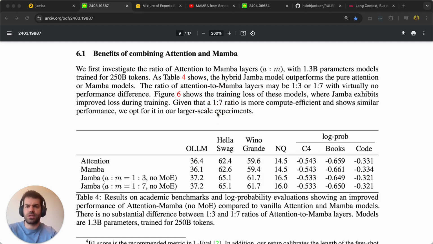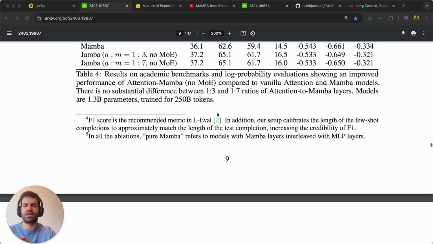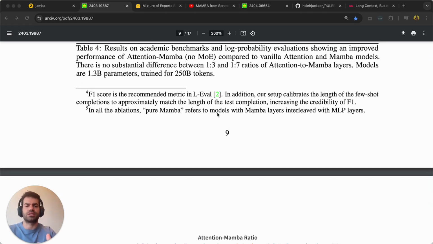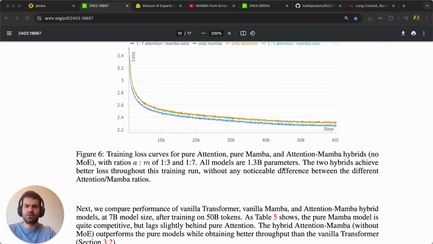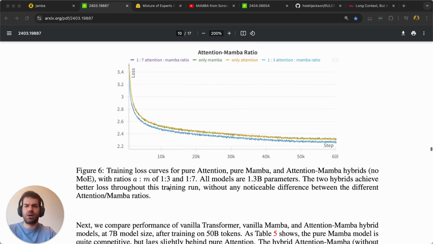Okay, so like we talked before, they did some ablations. They saw that, yeah, it works better. And since these two work roughly the same, no use in choosing the model that has more compute. Okay, and here you can see the attention-Mamba ratio, the training loss for them. So you can see that the blue and the purple are the same. You probably only see the blue, but the purple is there with it.